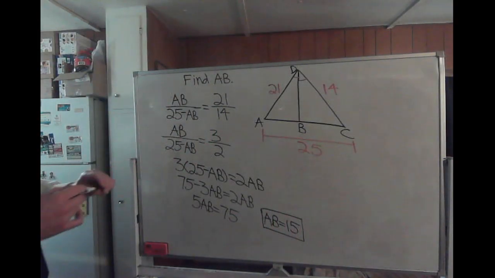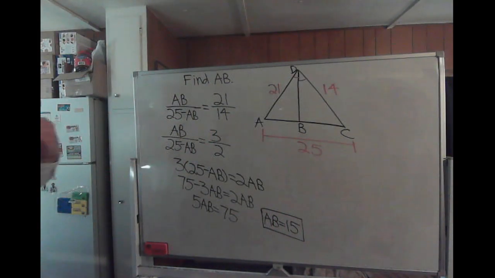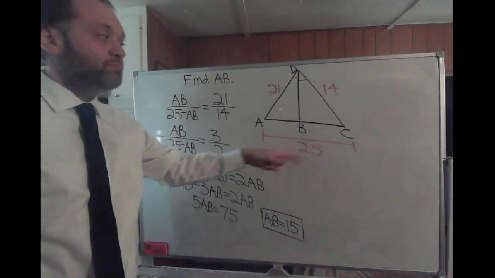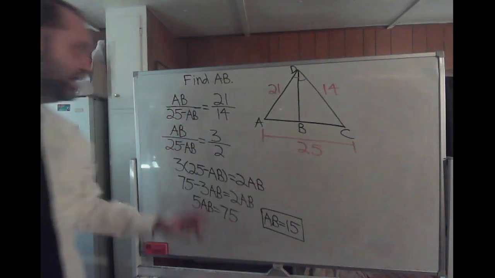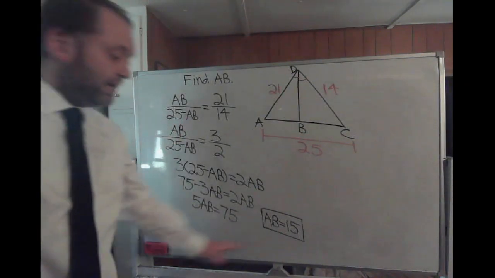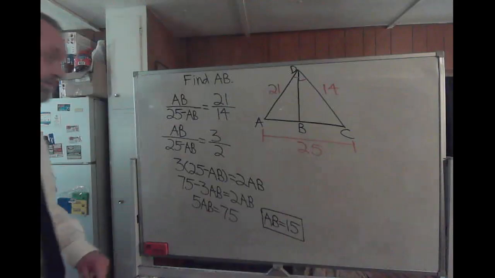So this is one of those where you had to actually consider the length of the whole side, consider what you're trying to solve, and then that BC is just 25 minus AB. That's how you would set up the ratios. You ultimately get that AB has a length of 15.